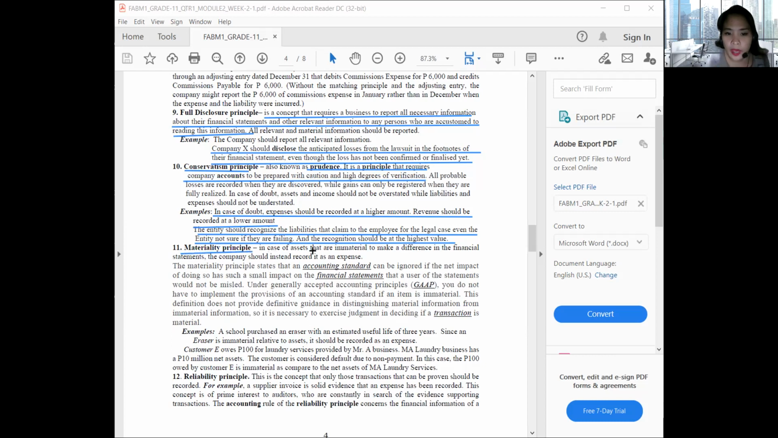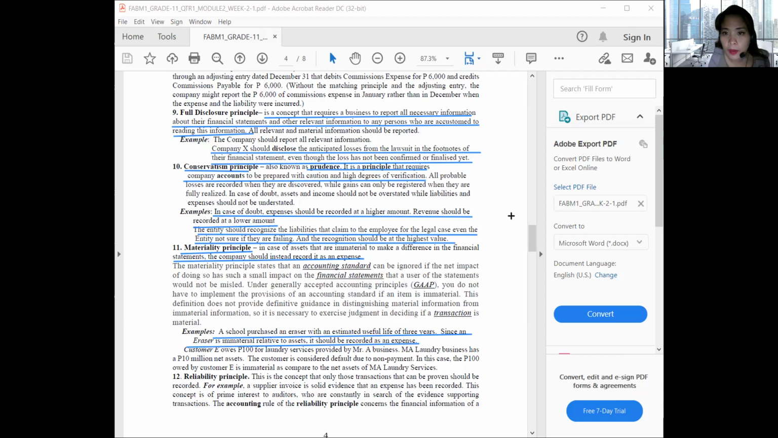Okay, next natin would be materiality principle. In case of assets that are immaterial to make a difference in the financial statements, the company should instead record it as an expense, okay? And then examples, a school purchased an eraser with an estimated useful life of 3 years. Since an eraser is immaterial relative to assets, it should be recorded as an expense.